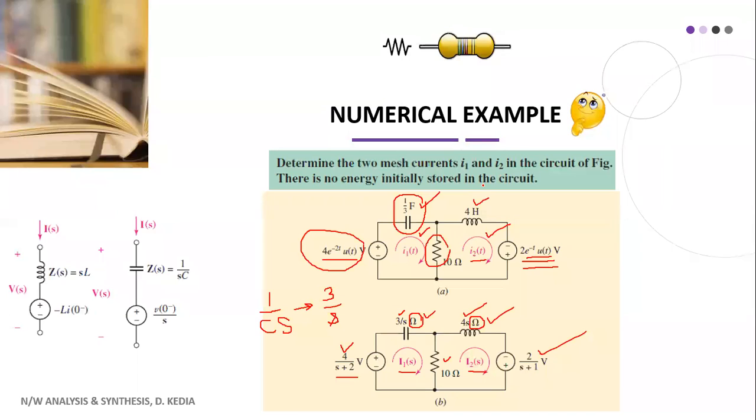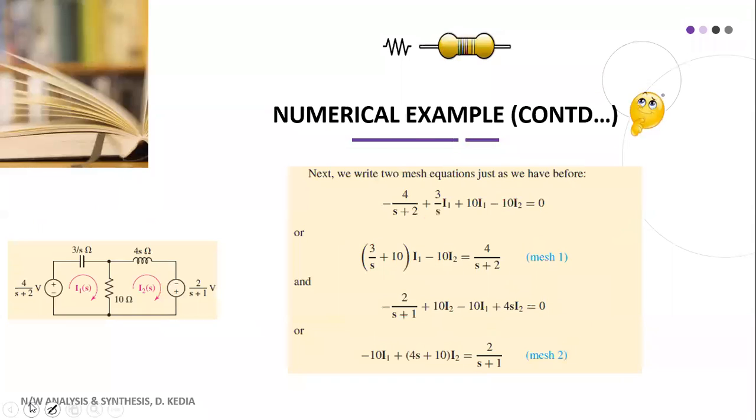Okay. And now you may ask a question: where is the initial condition part? It is clearly written in the numerical that no energy is initially stored in the circuit. So if there is no energy, there can be no initial condition, no voltage, no current before t equal to 0. That's why the initial condition part is not there in this representation. So now let us move forward.